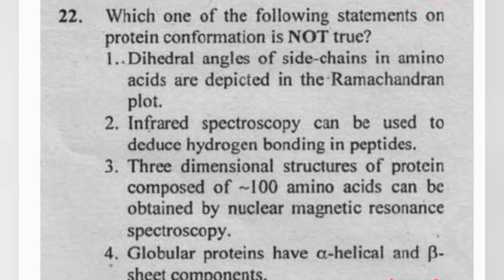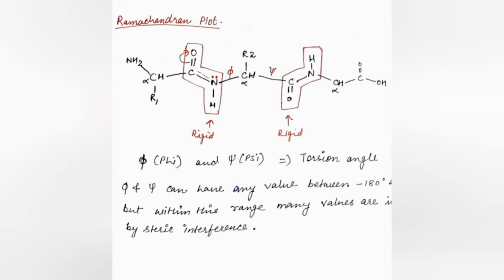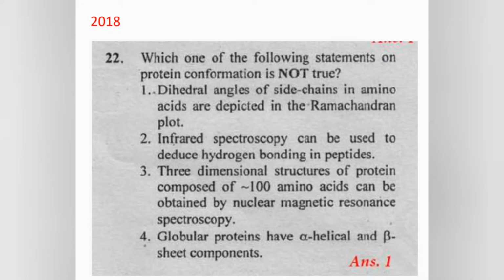This is a question from 2018. Which one of the following statements on protein conformation is not true? So let's look for the wrongest statement among these points. The first point is that the dihedral angles of side chains in amino acids are depicted in the Ramachandran plot. This is an absolutely wrong statement because the dihedral angles are the angles between the C alpha C and C alpha N bond angles. So the rest of the points are right. So the answer, the wrongest statement among these points, is the first option.